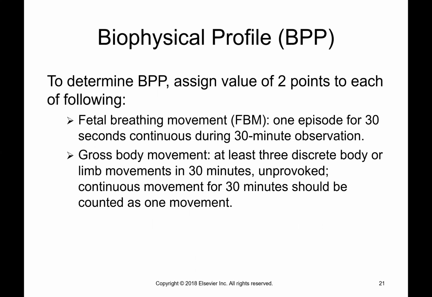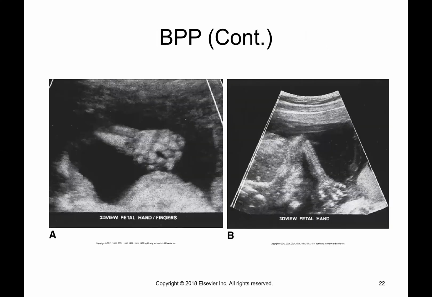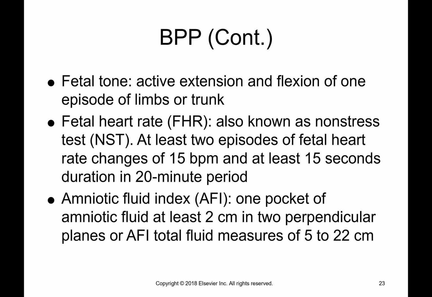So this is kind of what we just went over. The fetal breathing movement, 1 episode for 30 seconds. If we see that, baby gets 2 points. If we see the baby move 3 times, it's 2 points. If we see active extension flexion of 1 episode of the limbs or trunk, it's 2 points. If we do the amniotic fluid index and there's at least a 2 centimeter pocket in 2 perpendicular planes and a fluid measurement of 5 to 22, it's 2 points.